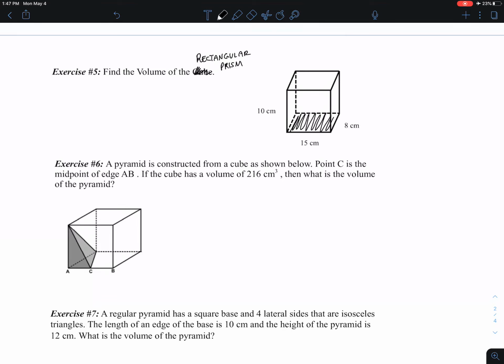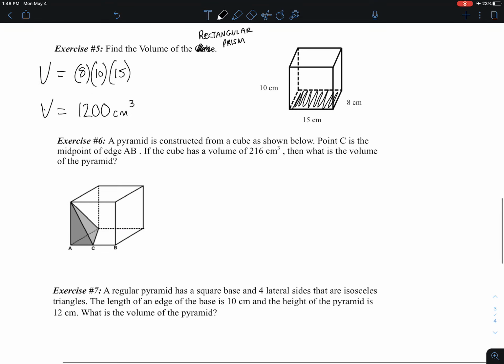So the area of the base would be 8 times 15, and then we just multiply it by 10. Or you can just multiply all 3 of them together, because that's special about a rectangular prism. You can just do length times width times height. So we're going to do 8 times 10 times 15. All right, so our total volume is going to be 80 times 15, which comes out to 1,200. So 1,200 centimeters cubed. All right, so a pretty simple one.